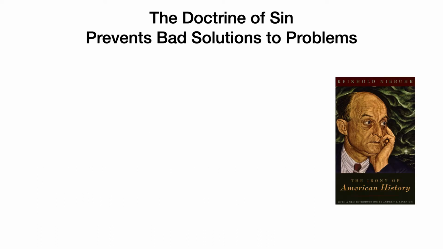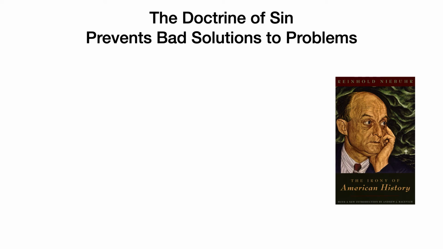And so what the doctrine of sin does is it prevents us from making bad solutions to problems. Okay, because there's a lot of problems where people propose bad solutions. One of the things the doctrine of sin can do that's really helpful is prevent us from choosing really wrong solutions. One of my favorite books is The Irony of American History by Reinhold Niebuhr. It's a super short book, but it's one of the longest short books I've ever read. Just every sentence is quotable. If you just wrote down a list of quotes from the book, you'd basically rewrite the entire book.